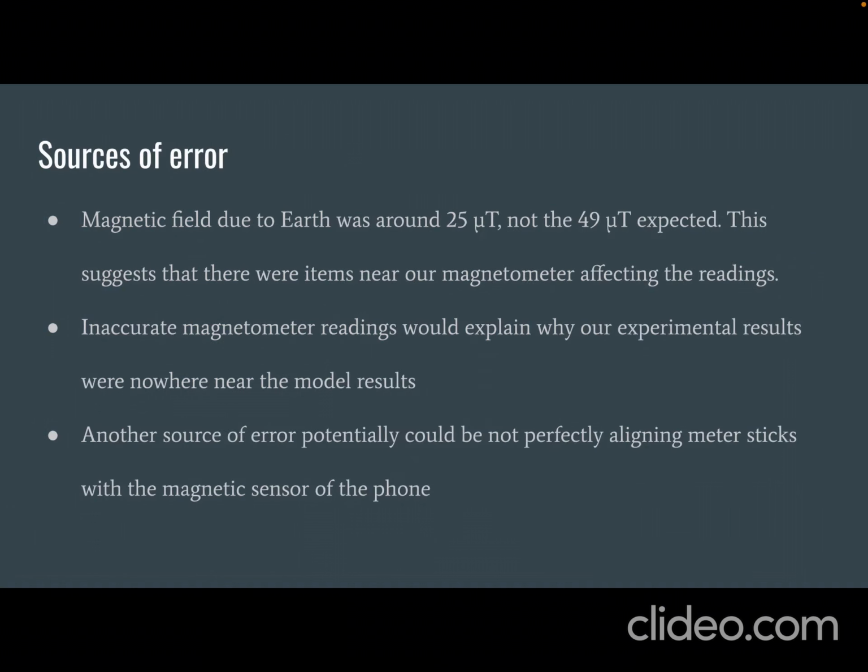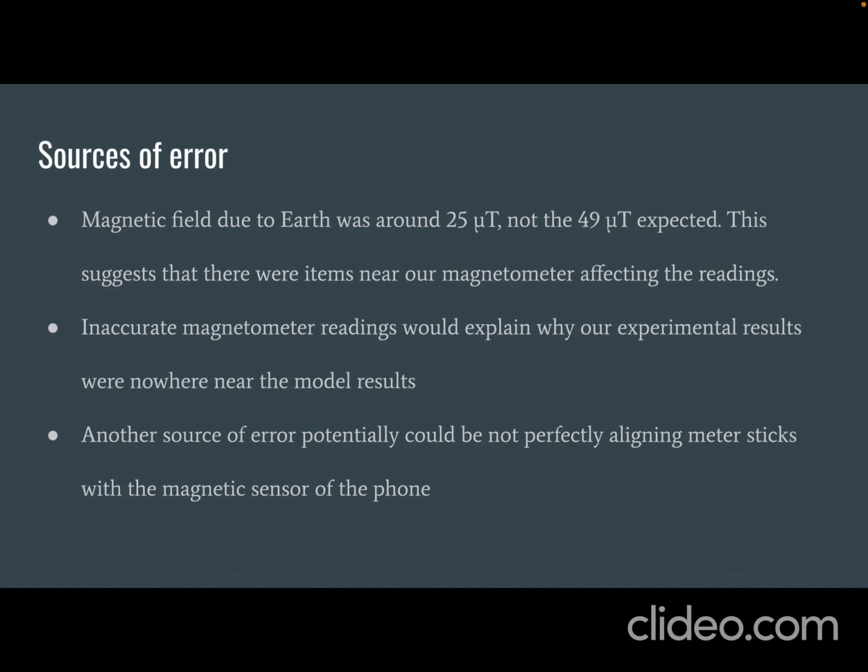And so some source of error was just that when we did initially start, we found a magnetic field due to Earth was 25 microteslas, which is inaccurate because it should be 49 in Atlanta. And inaccurate magnetometer readings could explain experimental results but nowhere near the model results. And this could also be just due to other sources of magnetic fields near it, like computers, phones, metal pieces and stuff could have been messing up the readings.